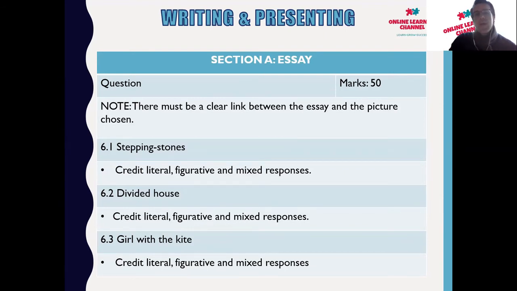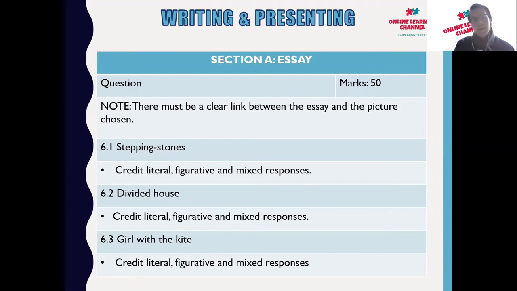Okay, so now when it comes to the actual images, images 6.1.1 to 3, something that you may take into account when elaborating on these particular items. Again, it's a case of making a clear link between the essay and the picture chosen. So the first picture, stepping stones, again, credit will be given to any literal, figurative, or mixed responses. Again, a very open-ended topic as to what you are elaborating on is essentially up to you based on what you interpret by the image, of what you see in the image and what you gather or reflect upon when you see the image itself.